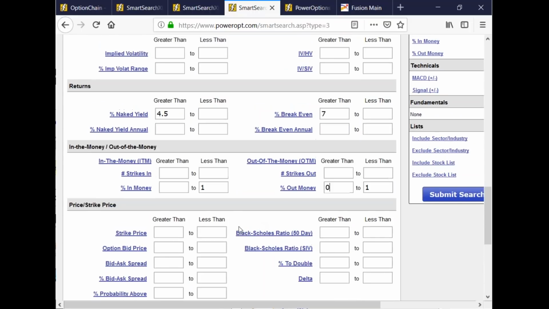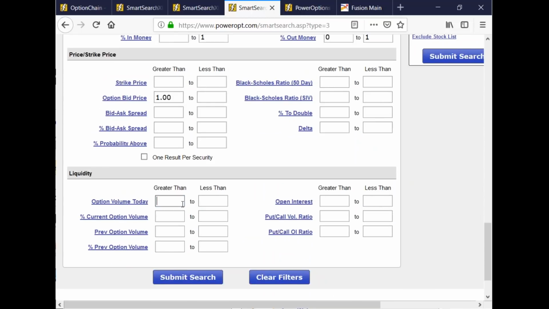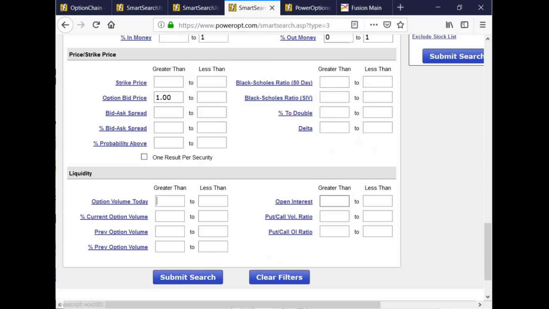Okay. Do you have a minimum option bid price? $1, $1.50, $2, plug that in to the option bid price field. Even though it's 3 months out, you might not need to worry about option volume today. You might not see a lot of activity with a 3 month out option. You should at least look for some open interest, okay, and maybe some previous volume as well.